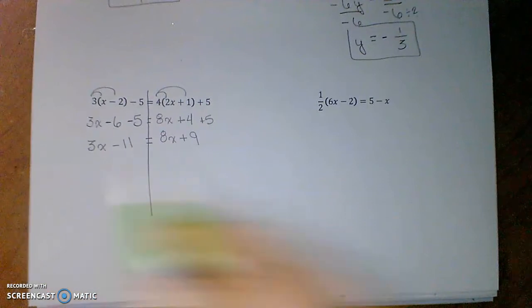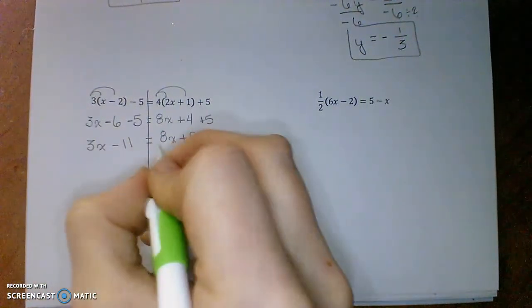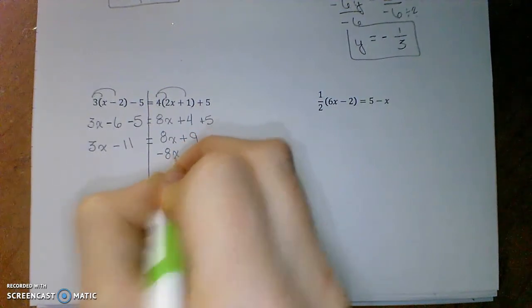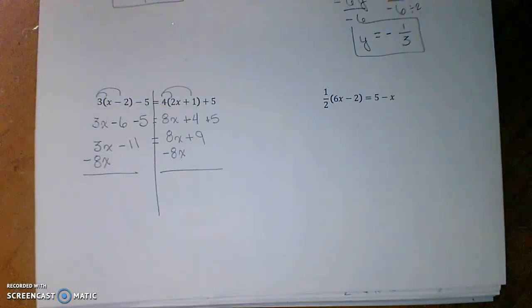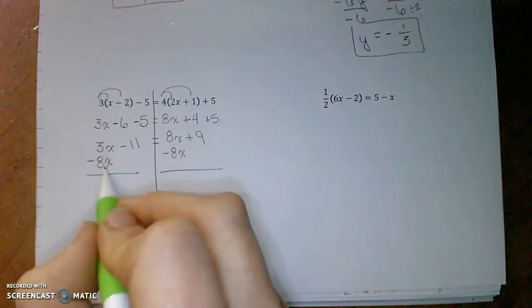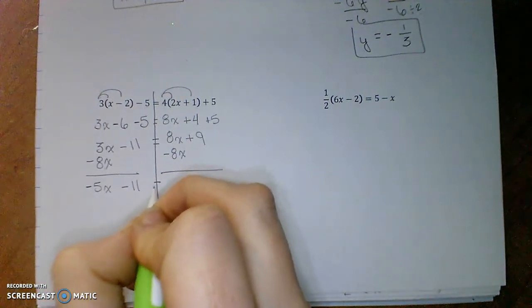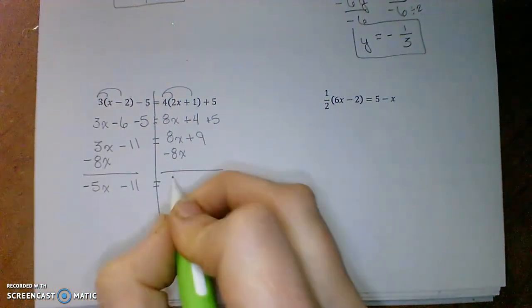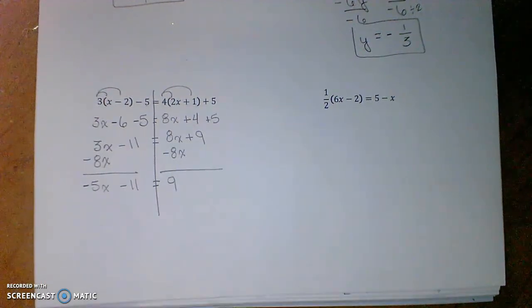Now I have an x on both sides of this equation here. So I'll need to collect them all to one side. I'll go ahead and subtract the 8x from both sides, lining up like terms. 3x minus 8x gives me a -5x minus 11 on the left. And on the right, I just have 9, because 8x minus 8x adds to 0.